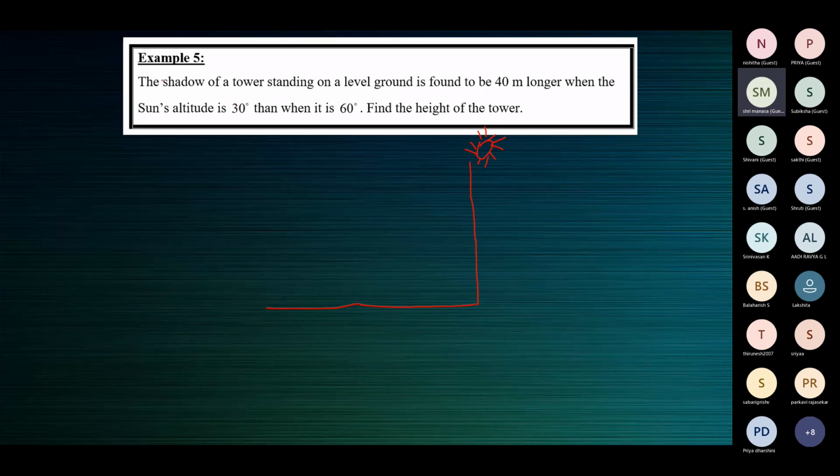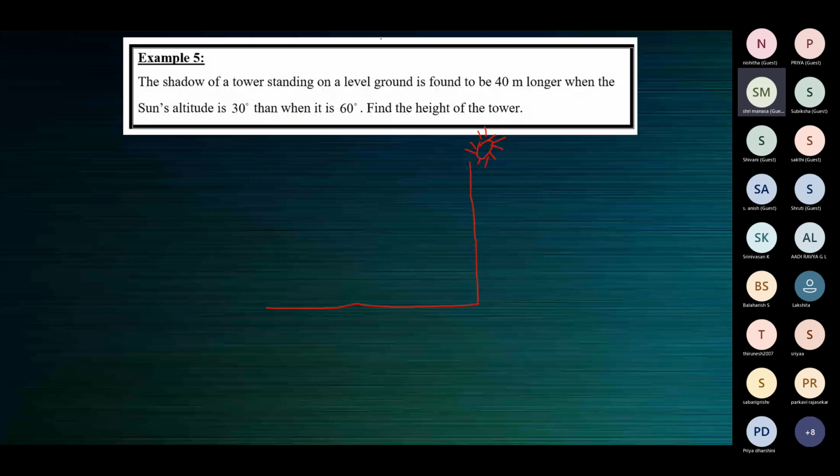Now let's read the question again. The shadow of a tower standing on a level ground is found to be 40 meters longer. When is it 40 meters longer? When the sun's altitude is 30 degrees than when it is 60 degrees. When you compare the length of the shadows, when it is 30 degrees, it is longer. That is, it is shorter when it is 60 degrees. The shadow of the tower is shorter when it is 60 degrees. It's longer when it is 30 degrees.